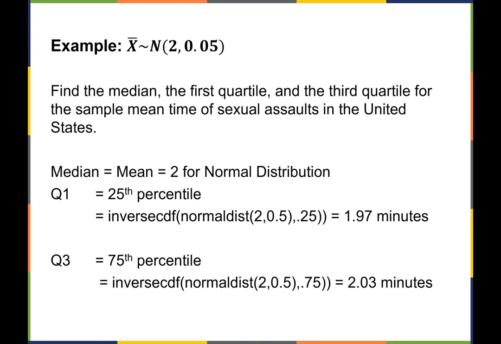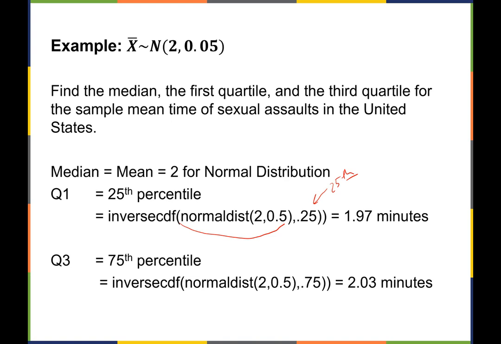Well, let's remember that's the 25th percentile, right? We know how to find a percentile in a normal distribution. We use inverse CDF. We put in our normal distribution, and we put in the percentile we're interested in, the 25th percentile. And that tells us the 25th percentile is about 1.97 minutes.